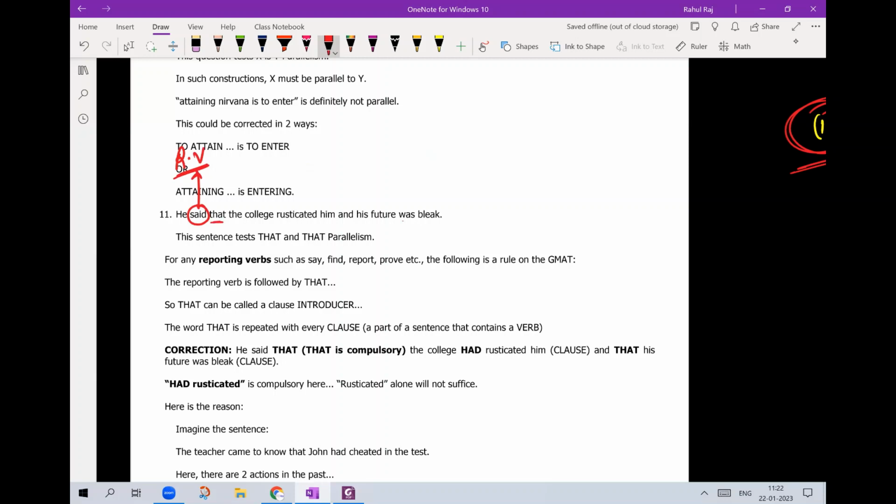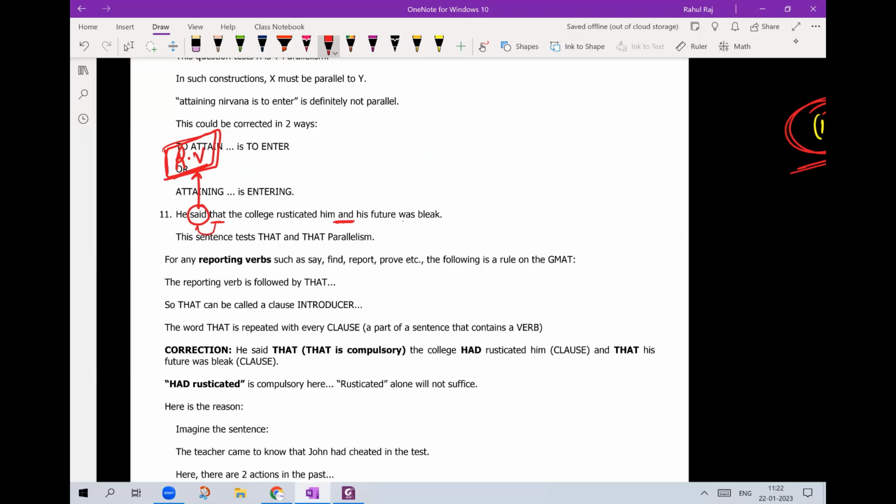So he said that. Now that is followed by a reporting verb. I understand your question. You will 100% be asking me, Rahul, how the hell did you know that said is a reporting verb? I'm telling you right now, consider this is a reporting verb. That's it. I'll come down to the point how it is a reporting verb. So he said that the college rusticated him. And now you know that this that is not a pronoun. You know that this that is followed by a reporting verb.